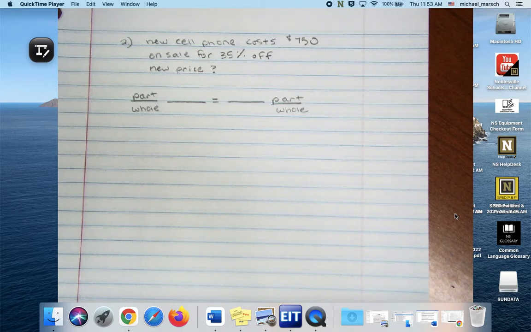Okay, so we're gonna try to find out how much this iPhone 9 would cost, whatever you guys are saying.